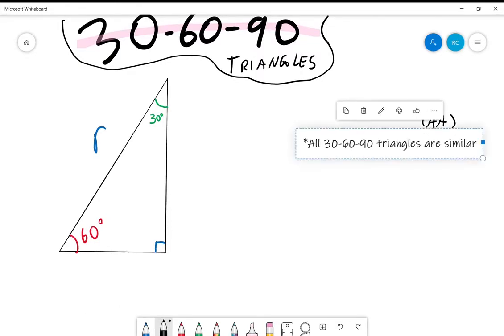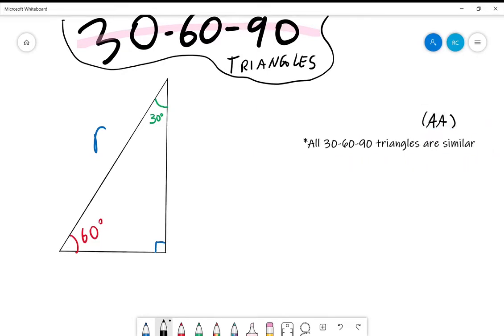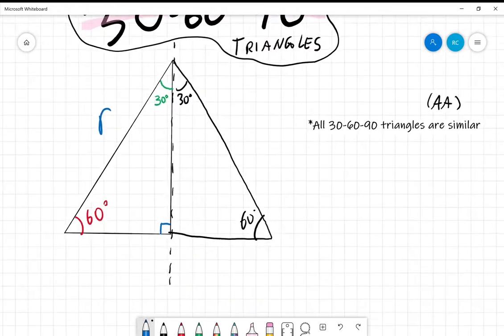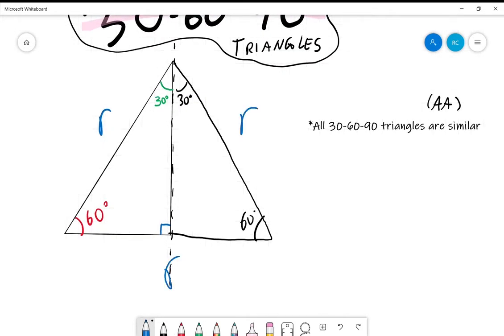And here's how we're going to do it. Remember how last time, in the 45, 45, 90 triangle, we used the fact that it was half of a square to figure out the sides? Well, this 30, 60, 90 triangle is half of an equilateral triangle. If we reflect the 30, 60, 90 triangle vertically across this line of reflection, we end up with an equilateral triangle that has side lengths of R, R, and R. All three side lengths are R.